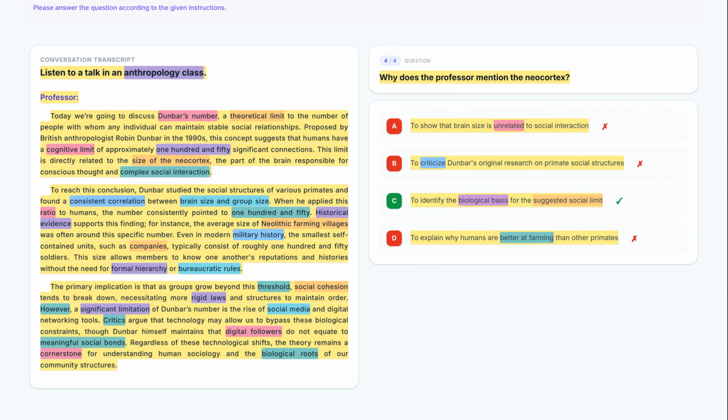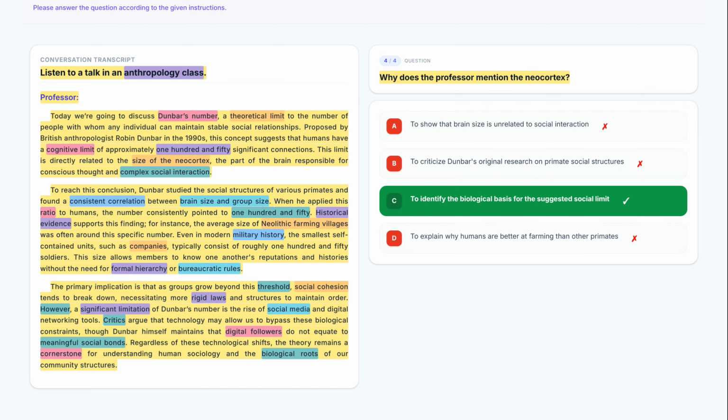Therefore, the correct choice is option C, because the professor uses the brain's anatomy to explain the physical constraints that define social group sizes.